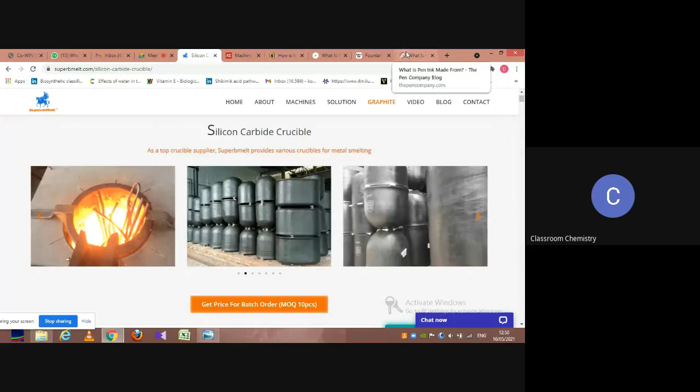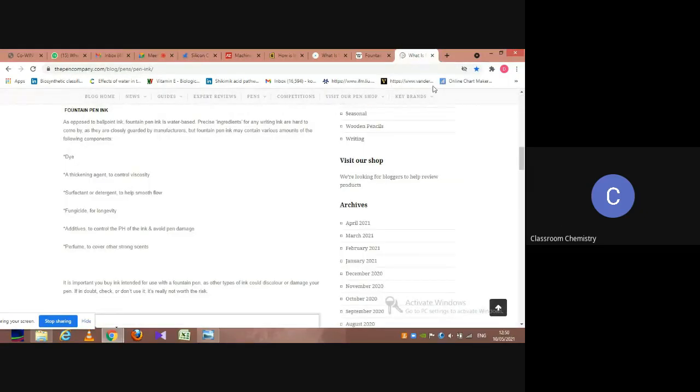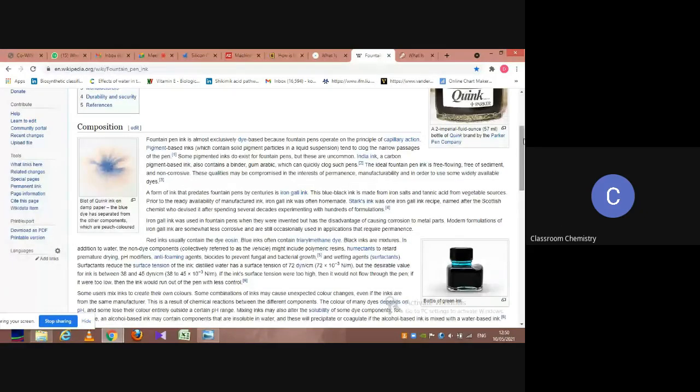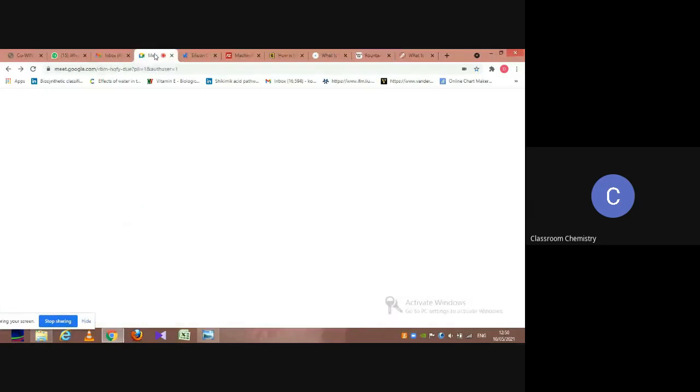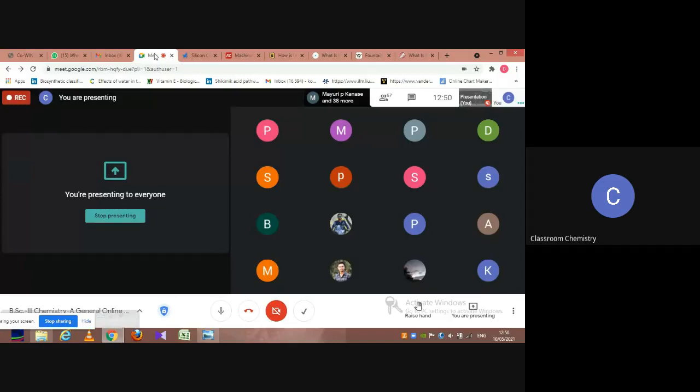point is the fountain pen ink. Okay, कदाचित तुम्ही फाउंटन पेन वापरलेला असेल, इंक पण वापरलेला असेल.